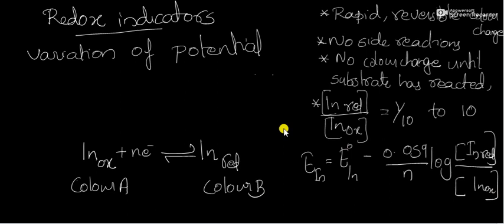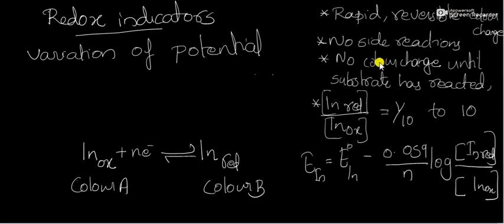Then what are the potential requirements for an acceptable redox indicator? These are the conditions. Its change from one colored form to the other should be very rapid. Color change should be very rapid and reversible so that it may be repeated many times. Second criterion, it should not undergo any side reactions that would destroy its indicator properties.